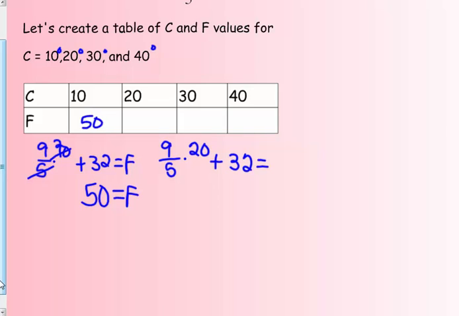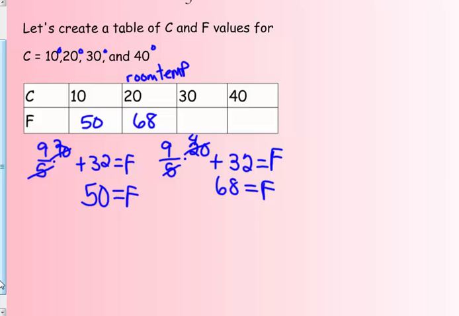Because I know they're all multiples of 5, I'm going to get some cross-canceling here. So 5 goes into 20 four times, so I have 36 plus 32, which is 68 degrees Fahrenheit. So 20 degrees Celsius is 68 degrees Fahrenheit. This is considered room temperature.